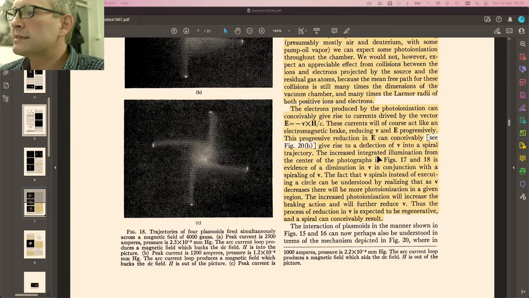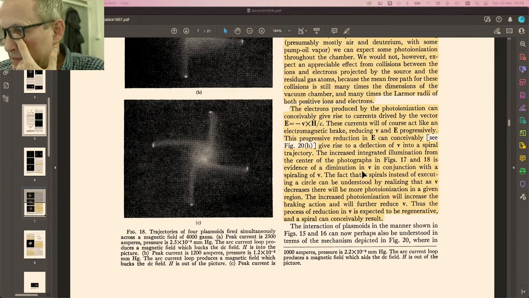The increasing integrated illumination from the center of the photographs in figure 17 and 18, so here, is evidence of a diminution in V in conjunction with a spiraling of V. The fact that V spirals instead of executing a circle can be understood by realizing that as V decreases, there will be more photoionization in a given region. The increased photoionization will increase the braking action and will further reduce V. Thus, the process of reduction in V is expected to be regenerative and the spiral can conceivably result.